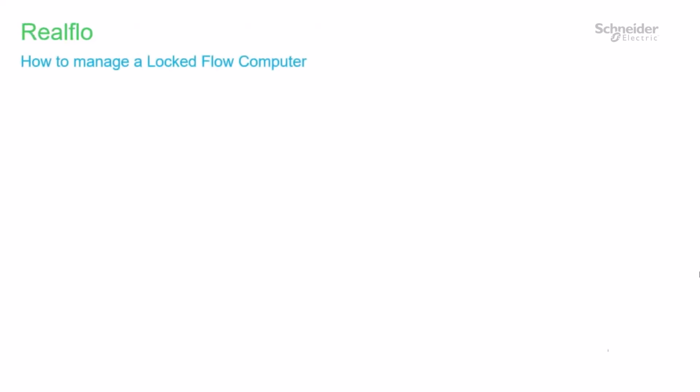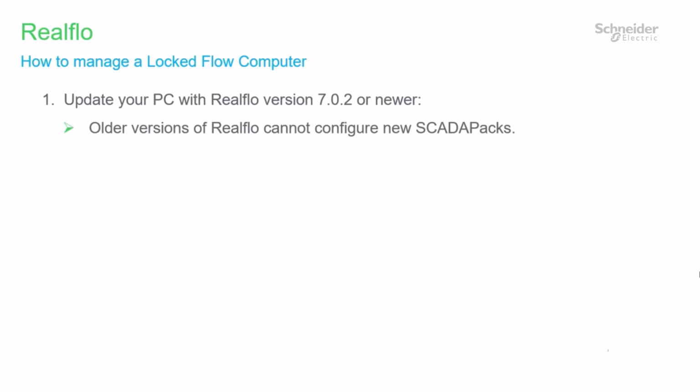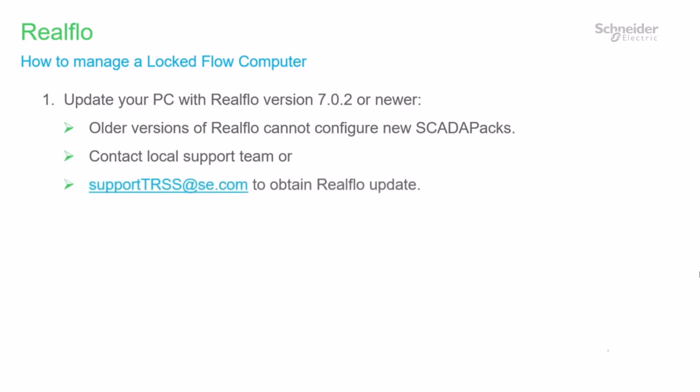To unlock your SCADAPack and resolve this issue, you will need to update the version of your Realflo configuration software to 7.0.2 or newer. As you may have discovered, older versions of the Realflo software will not be able to configure new SCADAPacks equipped with a cybersecurity feature. Contact your local support team or the following email to obtain the Realflo configuration software update.